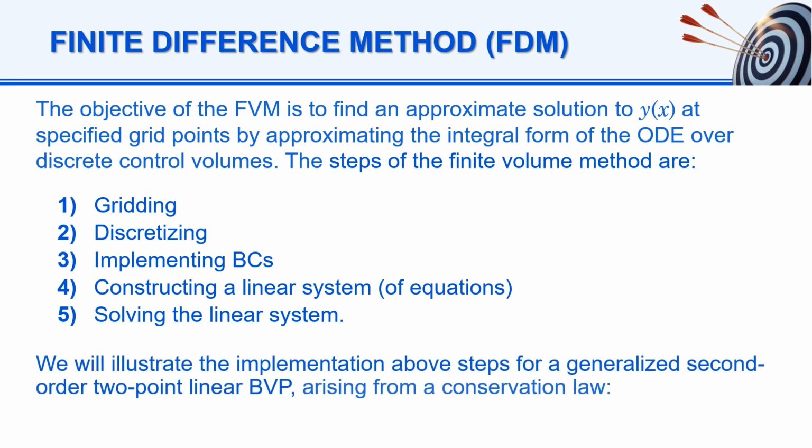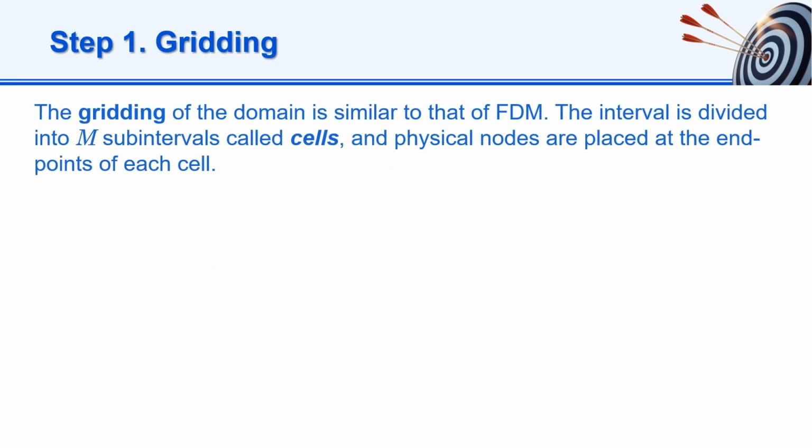We will illustrate the implementation of the above steps for a generalized second-order two-point linear boundary value problem arising from a conservation law. The gridding of the domain is similar to that of the finite difference method. The interval is divided into m subintervals called cells, and physical nodes are placed at the endpoints of each cell.